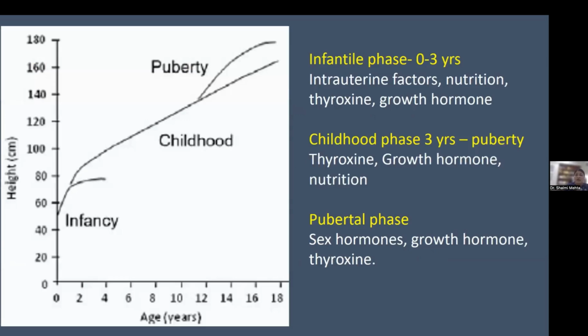And various hormones play an important role in all these different aspects of growth, right? So in the infantile phase, what were the intrauterine factors? Were there any placental factors, any maternal malnutrition which was affecting those? Then immediately after the baby is born, what is the nutrition like? And definitely your thyroxine and growth hormone. So for the first 3 years of life, these are the factors which play a very important role in the growth of a child. In the childhood phase, till they hit puberty, it is mainly your thyroxine and growth hormone, along with good nutrition.